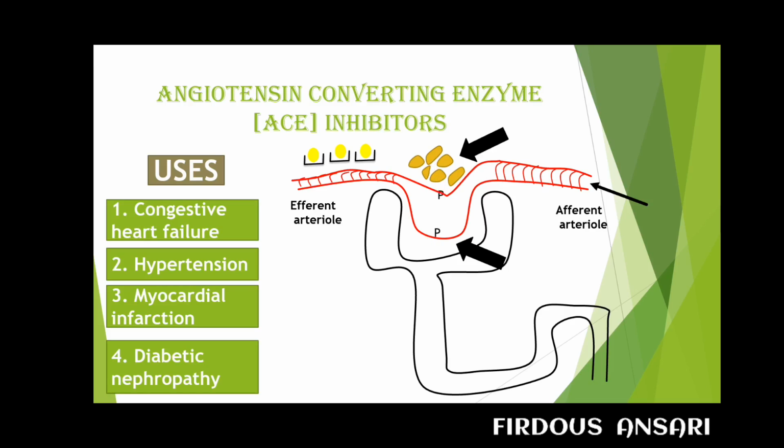So when we give angiotensin converting enzyme inhibitors, what will happen? It will inhibit the constriction of the efferent arteriole. That's it. And thereby it favors the normal flow of the protein. So this is how angiotensin converting enzyme inhibitors can be used in cases of diabetic nephropathy.